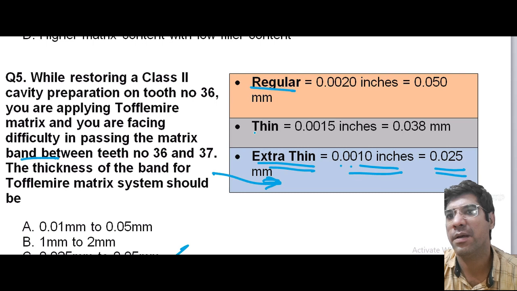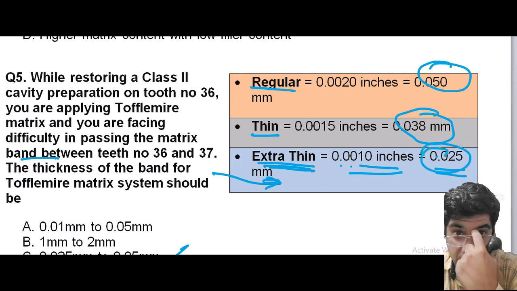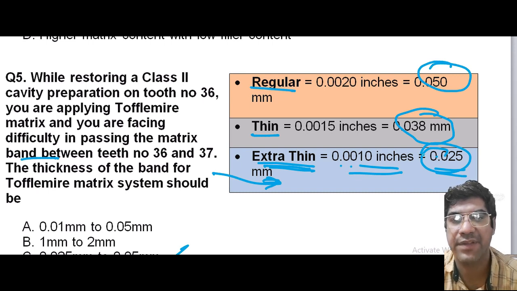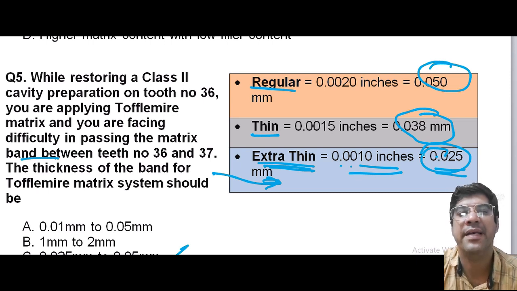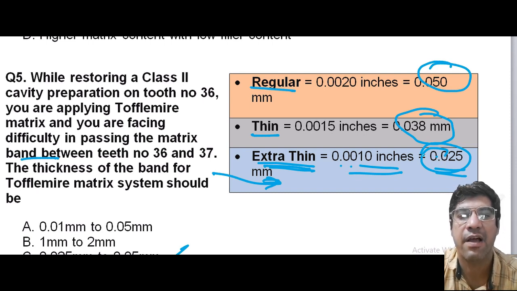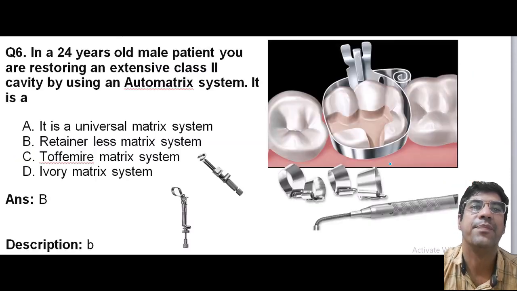Remember the regular thin and extra thin thicknesses. This thickness would allow for proper adaptation and placement of the matrix band between the adjacent teeth without causing difficulty in passing through it. That would provide a snug fit and help in achieving a well sealed restoration when restoring class 2 cavities. Moving to the next question.